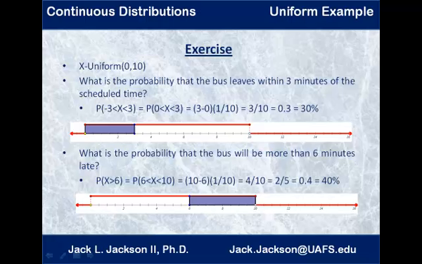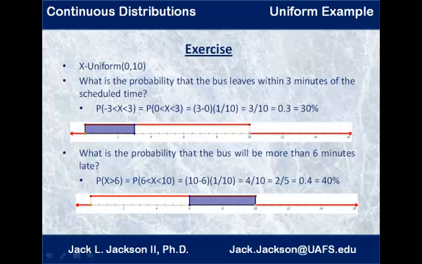What's the probability that the bus will be more than 6 minutes late? Well, that's the probability that X is greater than 6. Well, again, there's a bunch of 0 probability stuff out there. If it's bigger than 10, there's a 0 probability of that happening, assuming their claim is correct, that they never have a bus late. And so the probability that x is greater than 6 is just the probability that x is between 6 and 10.